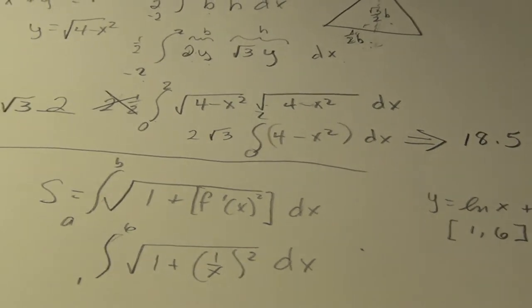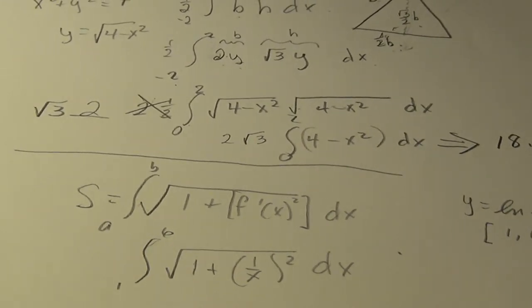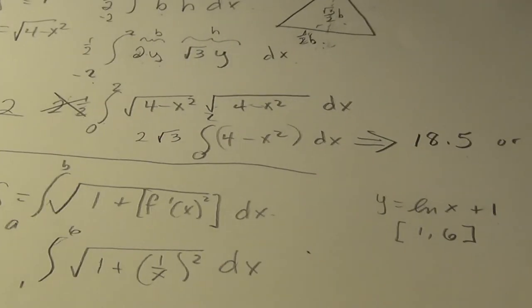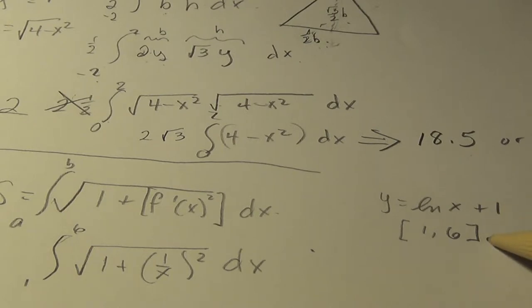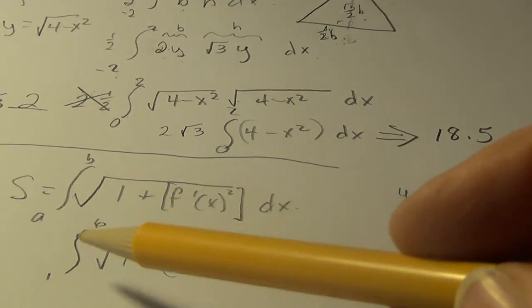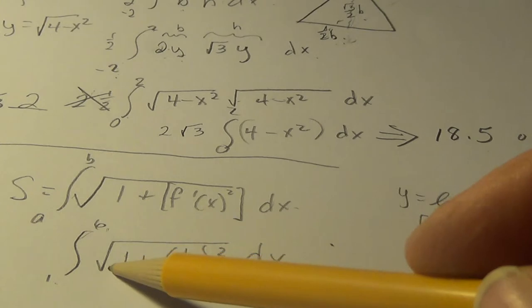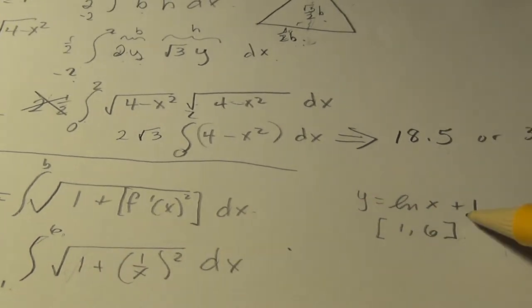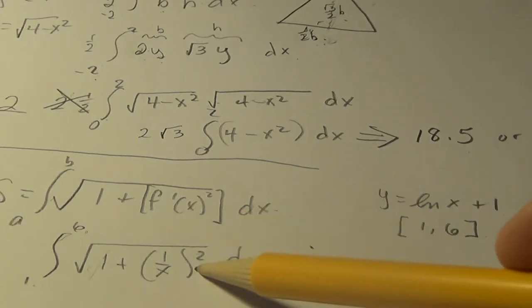All right, the next one that we had was an arc length. I started with the formula. The problem was y equals ln of x plus 1 from 1 to 6. So I set up the integral from 1 to 6 of the square root of 1 plus the derivative squared. The derivative of ln of x plus 1 is just 1 over x, which I have to square.